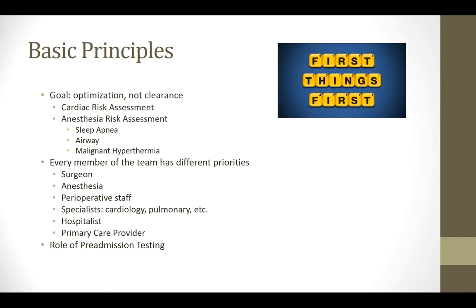There's going to be a cardiac perspective, and there's also going to be an anesthesia risk assessment. You're going to be considering their overall health status and whether or not their chronic conditions are under control. The other thing to keep in mind is that every member of the team has a different priority. The surgeon is concerned with the area that they're working on. Anesthesia is concerned with basically the ABCs: airway, breathing, circulation.